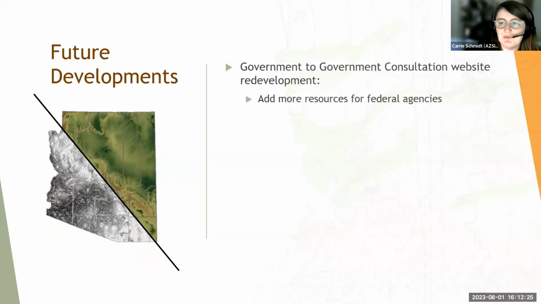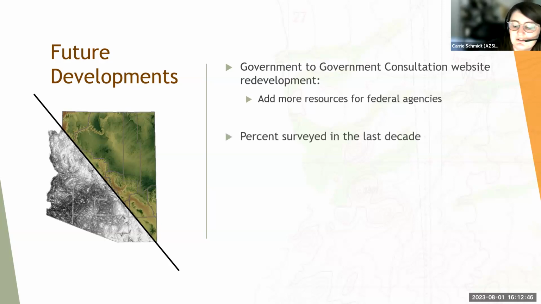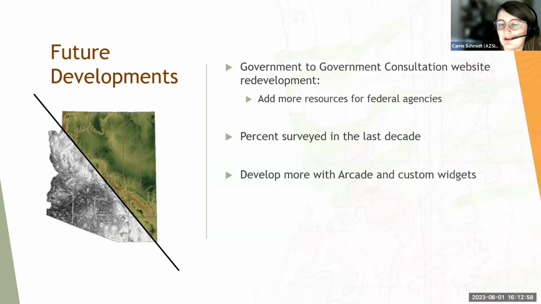So future developments, there is something called a government consultation website that is being developed to provide not just guidance, but also contact links. So say you know what specific district you're in, but you don't know who to contact, this will be a good way to have that information. And as that's being redeveloped, I'd like to plug it into the public app. I'd also like to add a field that says percent surveyed in the last decade. Oftentimes, if your project area has not been surveyed in the last decade, you are required to resurvey.